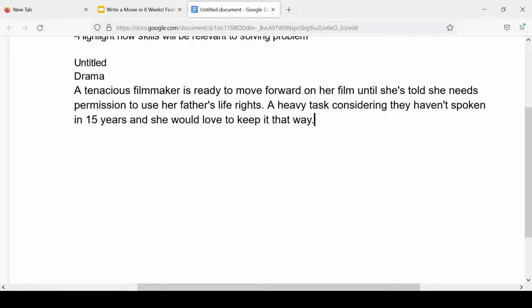So she wants to make a movie about his life? A heavy task considering they haven't spoken in 15 years and she would love to keep it that way. Okay, great. So they're estranged. Her goal is... Well, it says she'd love to keep it that way, but I assume she has to confront him in order to make this happen. Right? Okay. So let's rephrase things a little bit.